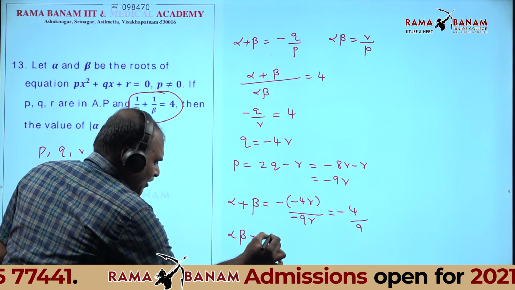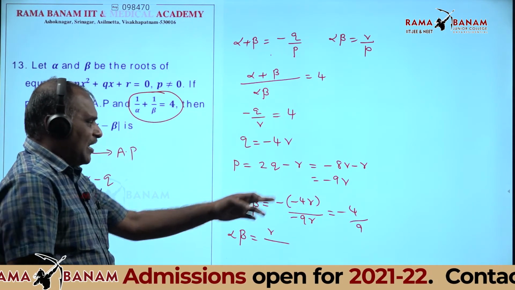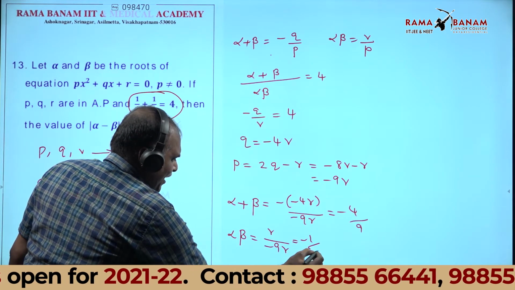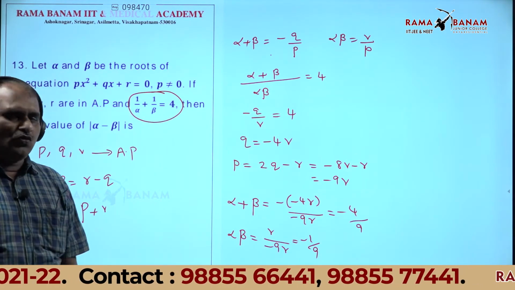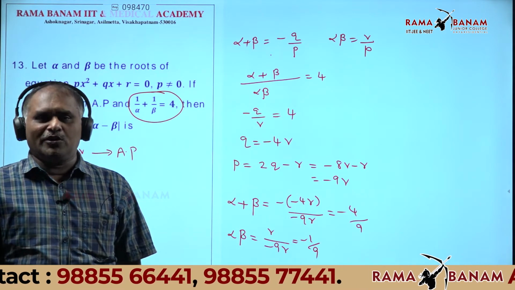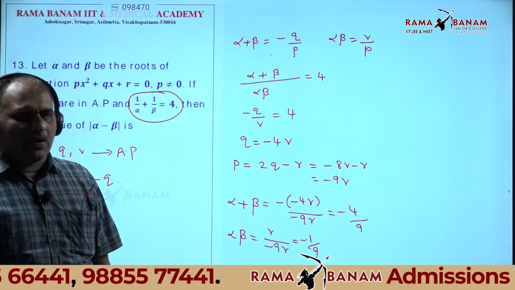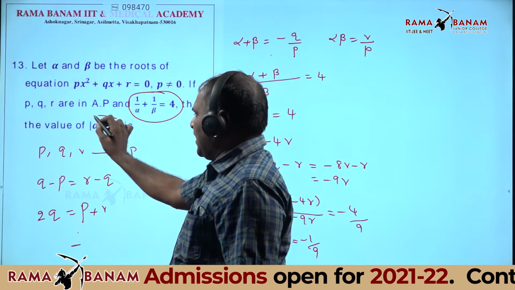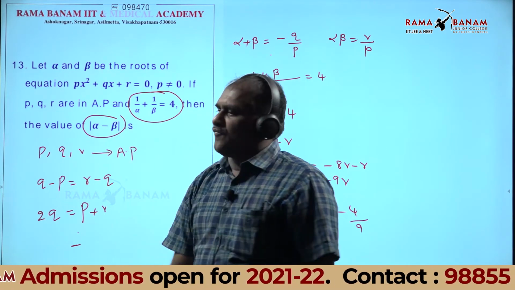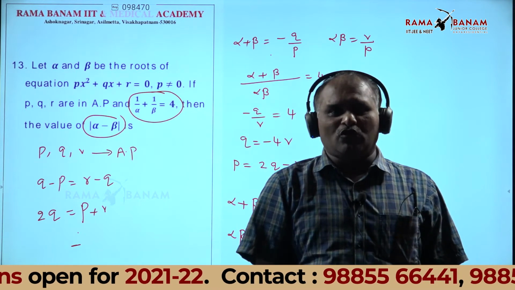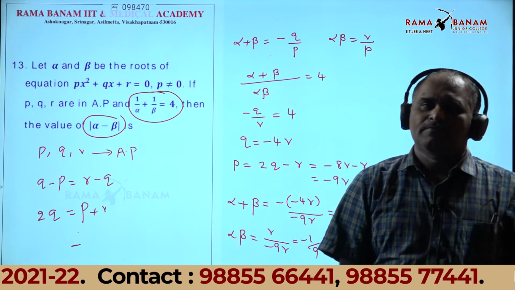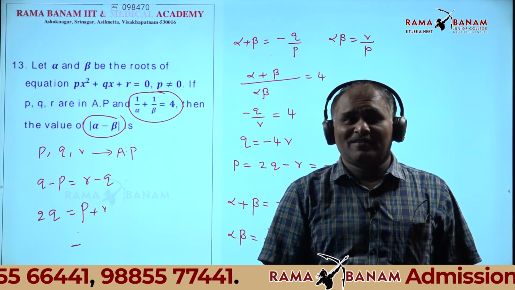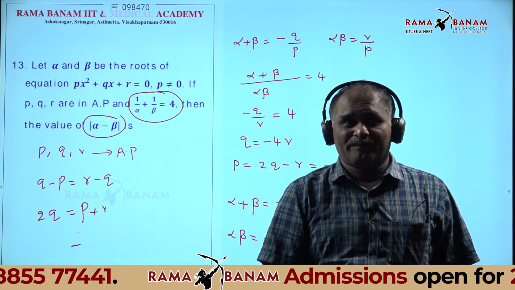No, sir. Therefore, alpha into beta is equal to r by p. R value is r only. What is the p value? Minus 9r. You can get minus 1 by 9. You know alpha into beta and alpha plus beta. But what is the question asking? Mod alpha minus beta. How to find it? Anyone in this class?